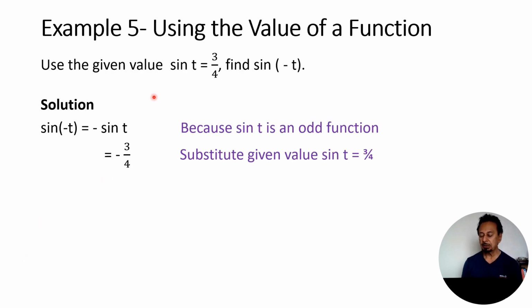Example 5. Use the given value of sine of t equal to 3/4. Find sine of negative t. Well, sine is, as we said earlier, an odd function. So sine of negative t is minus sine of t. And sine of t is 3/4, so the answer is negative 3/4.